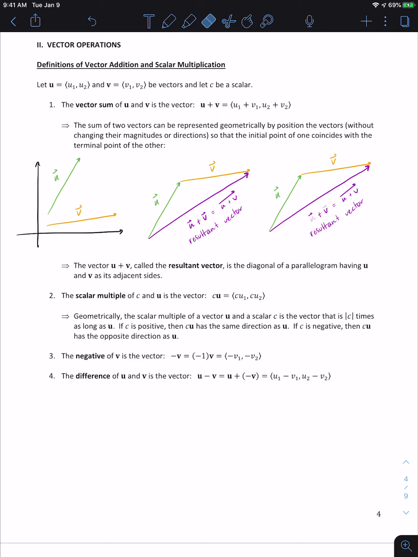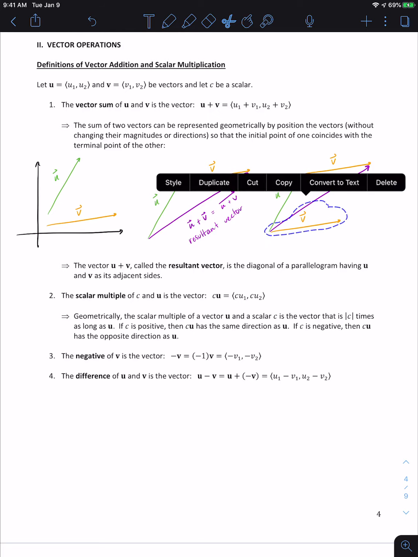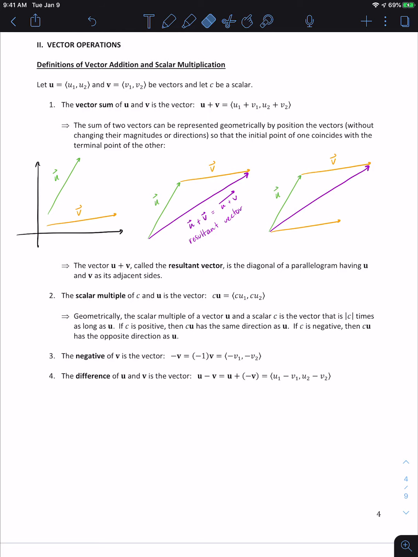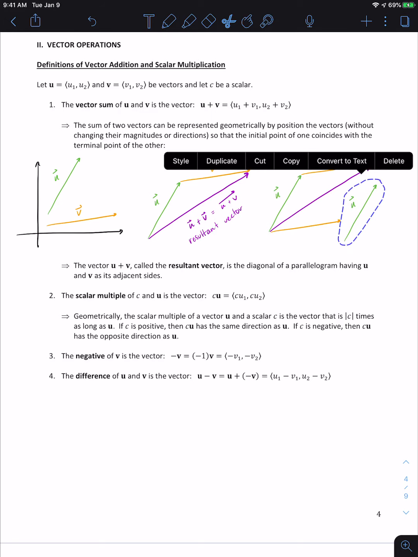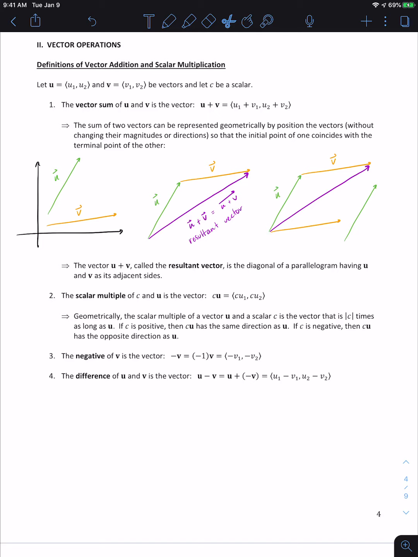Let's get rid of all this info here. And then let's get all of our vectors again. Let's get v again. But this time I'm going to put v down here. And this time I'm going to put u up here. And now I have a parallelogram. Right? So this is v, and this is u.